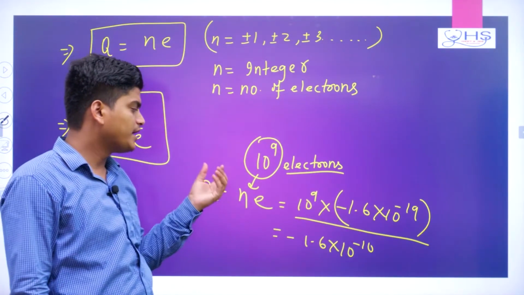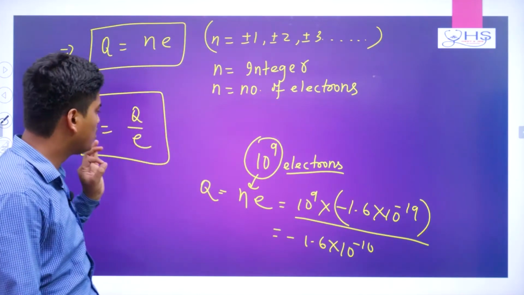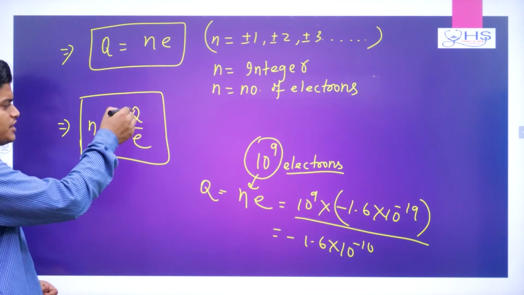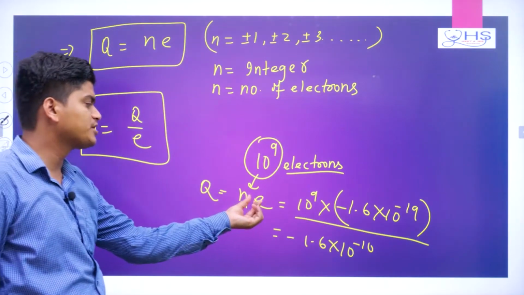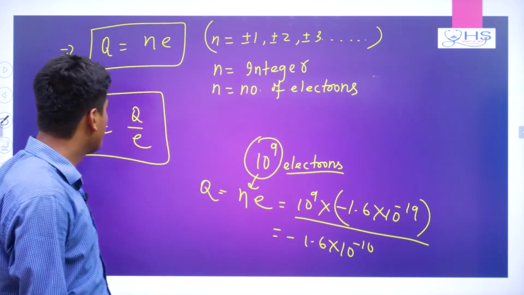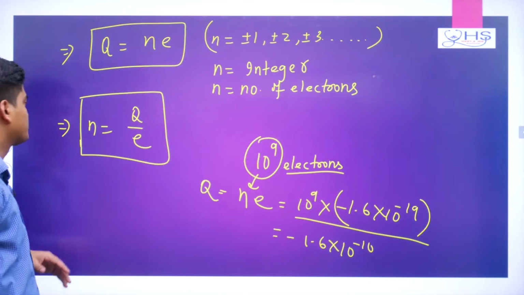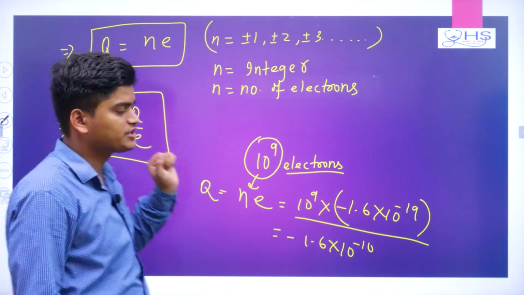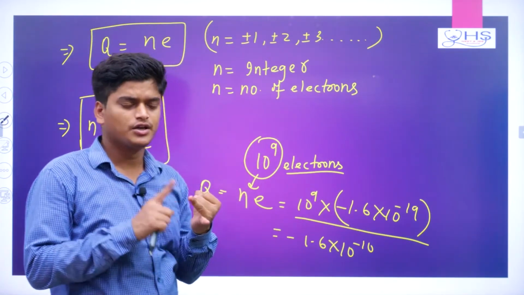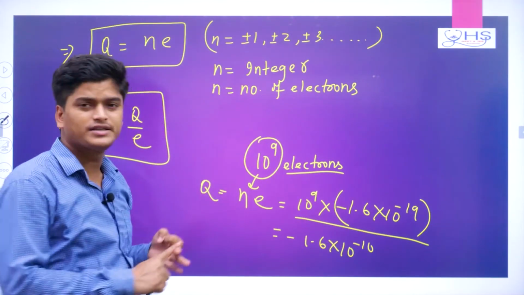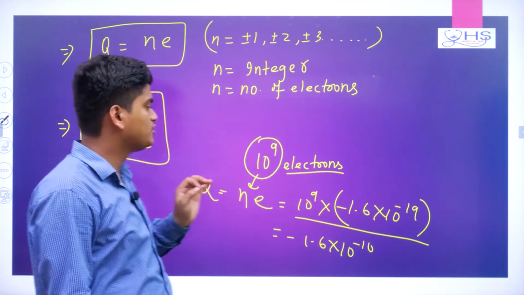Suppose sometimes the charge is given and they ask for the number of electrons, then you have to do Q by e. This e is the smallest amount of charge, so with Q by e you will find the number of electrons. Now all the things we discussed here, the properties of charge: additivity, conservation of charge and quantization of charge, we will try to see in the questions.